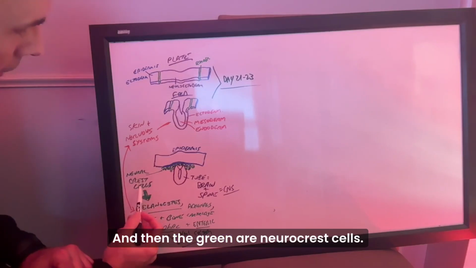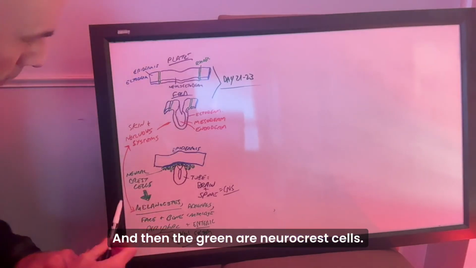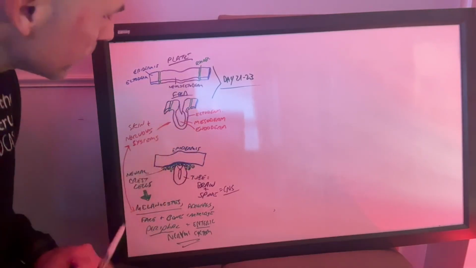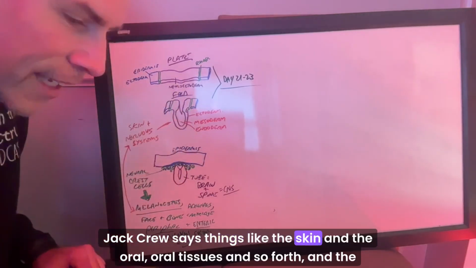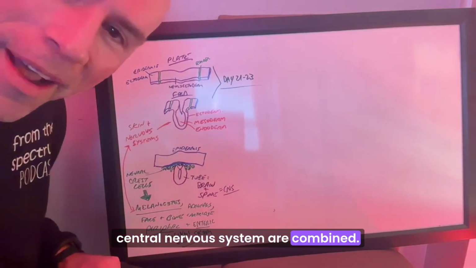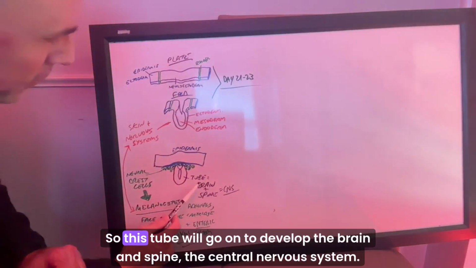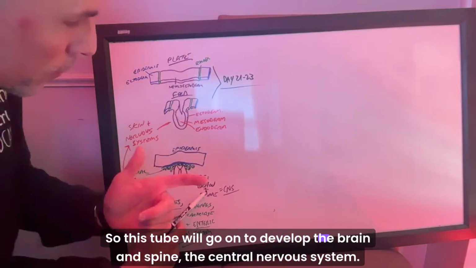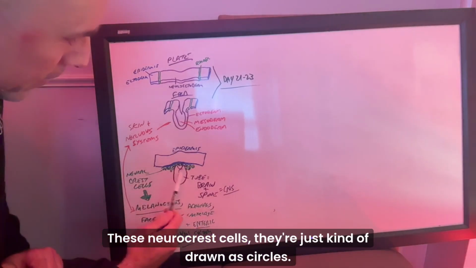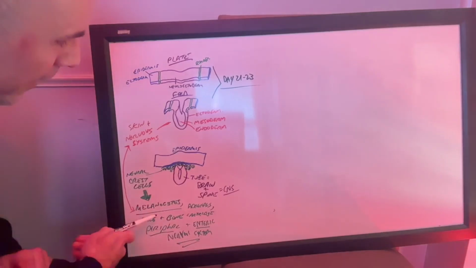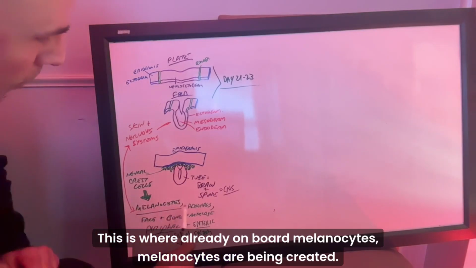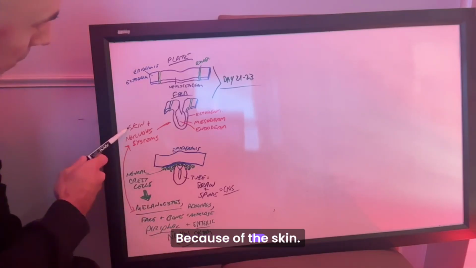And then the green are neural crest cells. And then we have the tube, which is right here, the neuroectoderm. So when Jack Kruse says things like the skin and the oral tissues and so forth, and the central nervous system are combined, they're like that. So this tube will go on to develop the brain and spine, the central nervous system. These neural crest cells, they're just drawn as circles. This is where already on board melanocytes are being created. Remember, because of the skin.